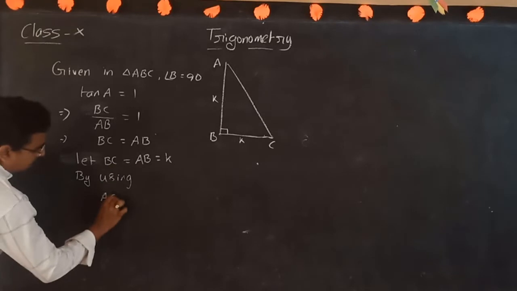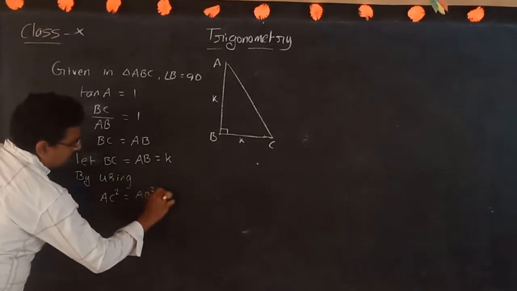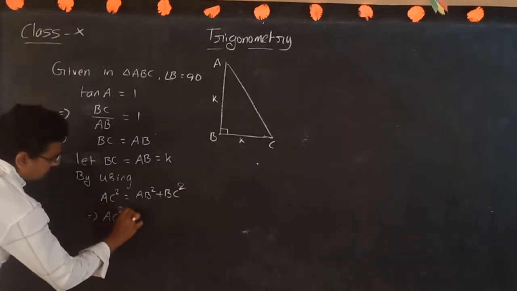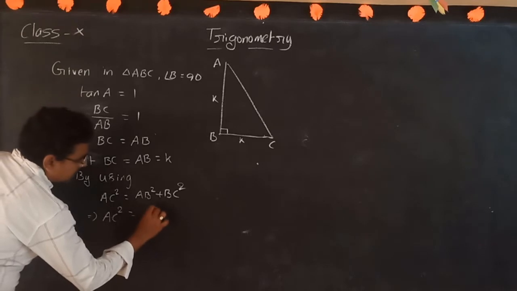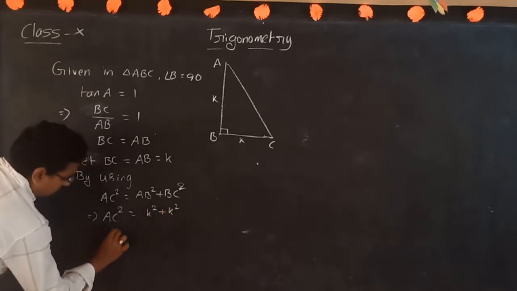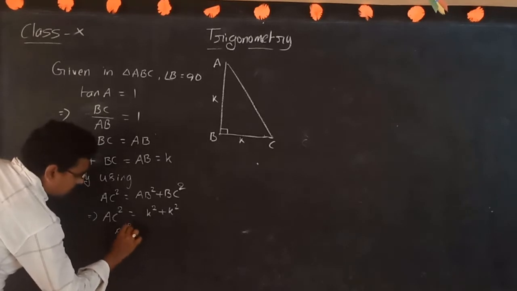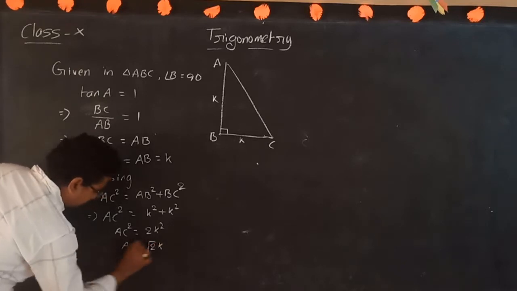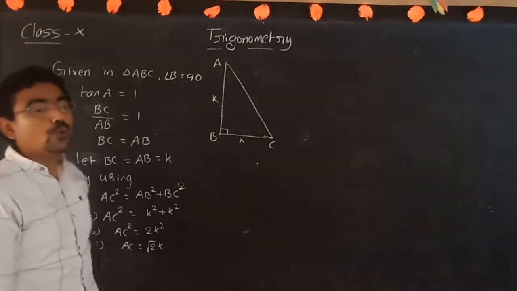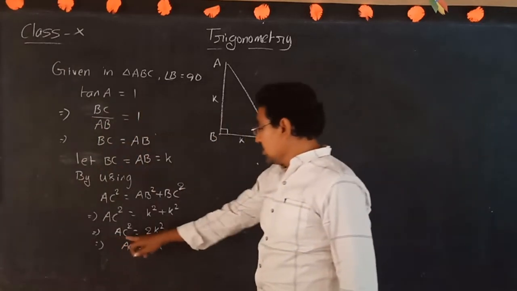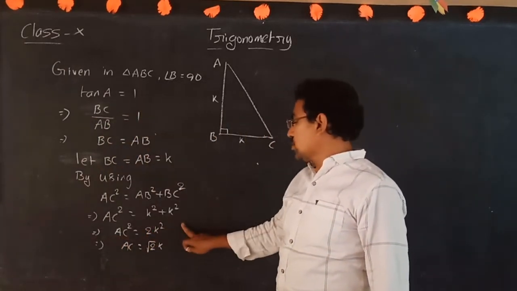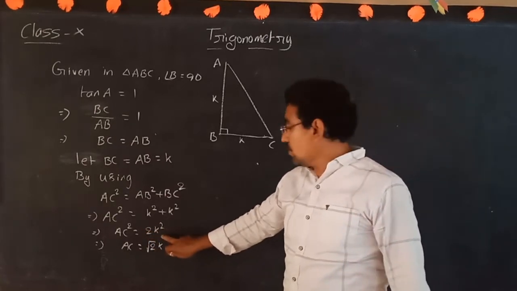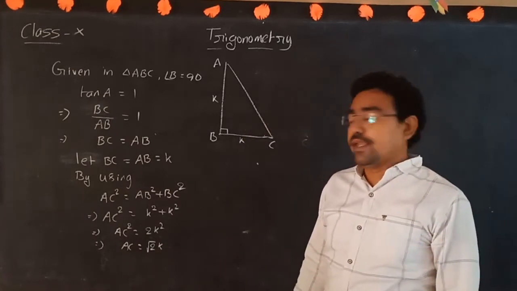AC square equals AB square plus BC square. This implies AC square equals k square plus k square, so AC square equals 2k square. AC equals root 2 k. We take the square root of 2k square, the square root of k square is k. So the AC value is root 2 k.